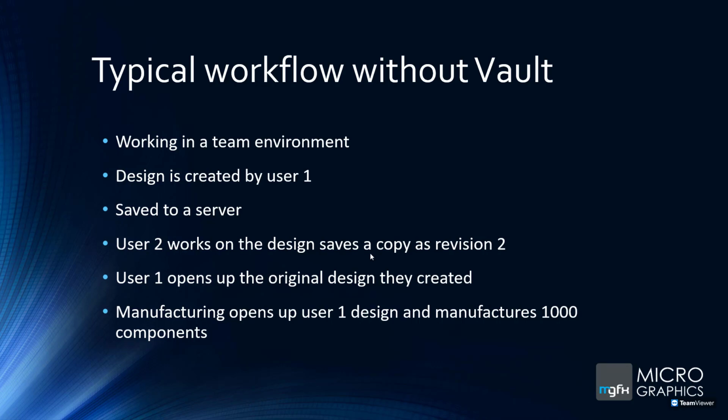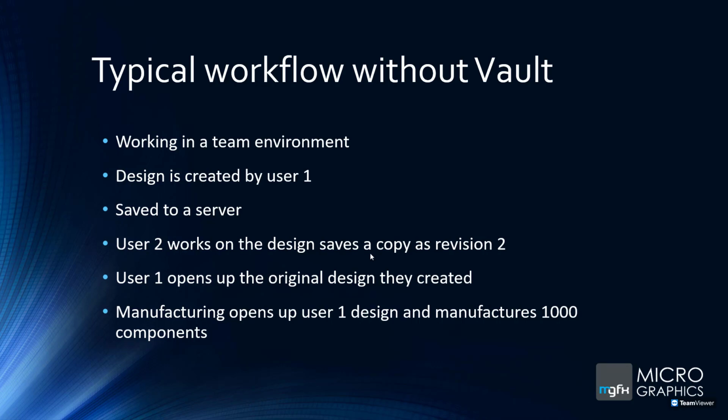So, the typical workflow without Vault. I'm working in a team environment, it's me and another guy or girl. The design is created by user one, that's me, and I save it to the server. Awesome. A couple of hours later, user two comes along, opens up my design and works and works and works. Now they need to say, okay, now this must become revision two. So they go save copy as, and they save revision two.